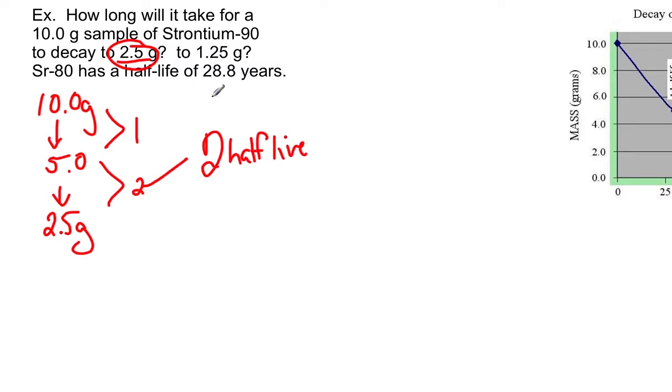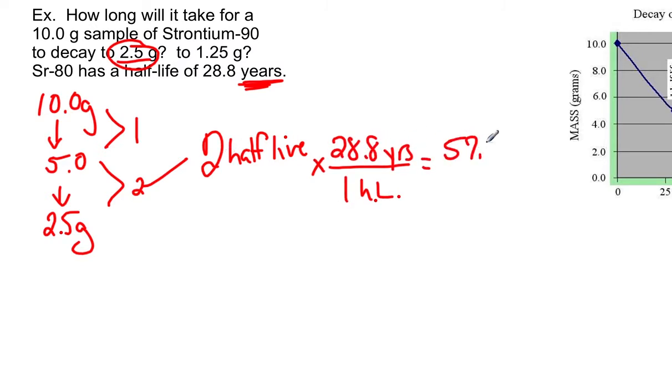Now, we want to know in years, how long will it take? The problem, I guess, should have said in years. But if we give it to you here, use it. Two half-lives times one half-life goes on the bottom. One half-life is 28.8 years. Two times 28.8 is 57.6 years. So that's how we know how long it takes to get to this point.